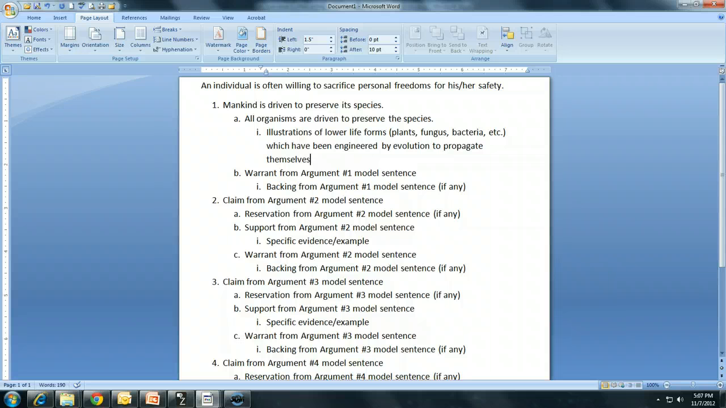Plants grow the way they grow. They grow towards sunlight. They grow outward. The seed spreading mechanics that they utilize, that's all been developed over millions of years of evolution so that they can spread their seeds furthest. Same with how fungus grows and how bacteria grows.